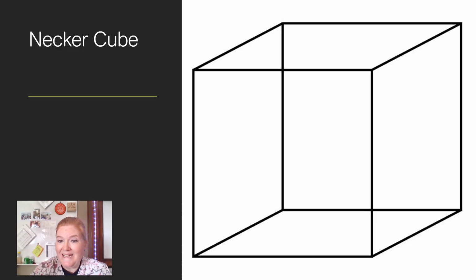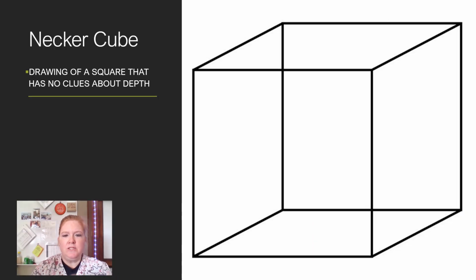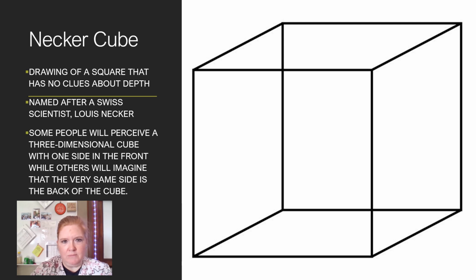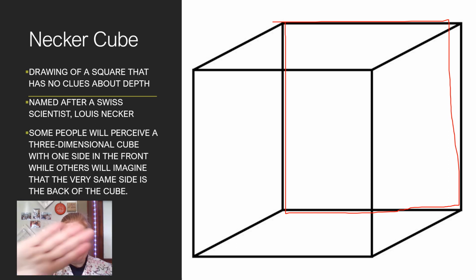All right, this is called the Necker cube. Okay, it's a drawing of a square that doesn't really have clues about its depth. It's named after, shockingly, someone named Louis Necker. So some people are going to perceive this right here as the front cube, or alternately that as the front square, or that as the back square. So it kind of depends on where you are with the depth. Okay, so let's try another.